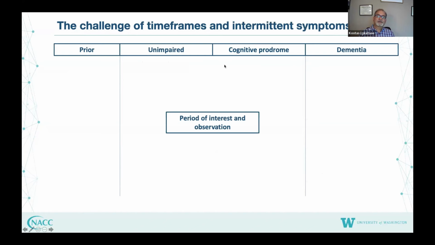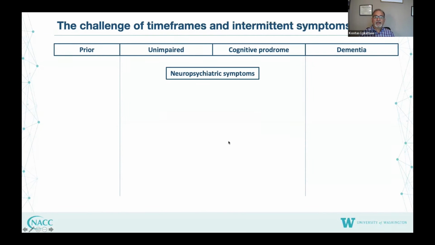Someone who is in an ADC is in one of these periods. They're either unimpaired, there's some kind of cognitive condition or prodrome, or they have dementia, and obviously they have a past history. But for our purposes today, this is the period of interest and observation. Many people during this time will have neuropsychiatric symptoms. You'll capture them as we said. They will have no prior history. This will seem to be something that's pretty new. And it's possible, based on other criteria being met, that a diagnosis of MBI will be appropriate.